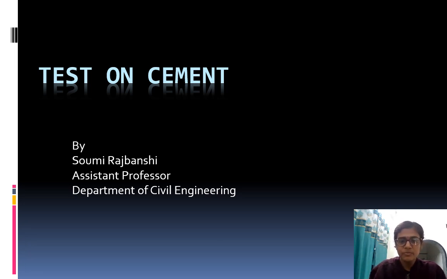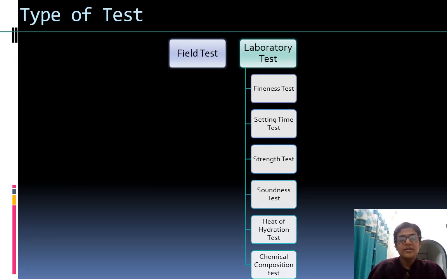So what are the types of tests that are available to us? There are basically two types, as we can see in the slide. One is field test and another is laboratory test. Field test is basically what we do in situ, that is on site. Whenever cement bags are coming in on site and we have to do a quick check before construction, that's what we categorize as field test.